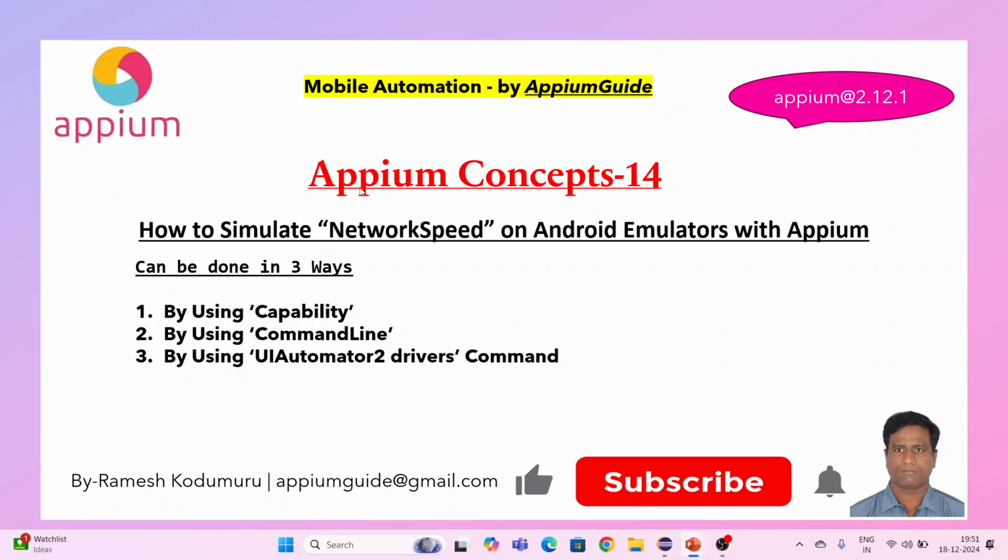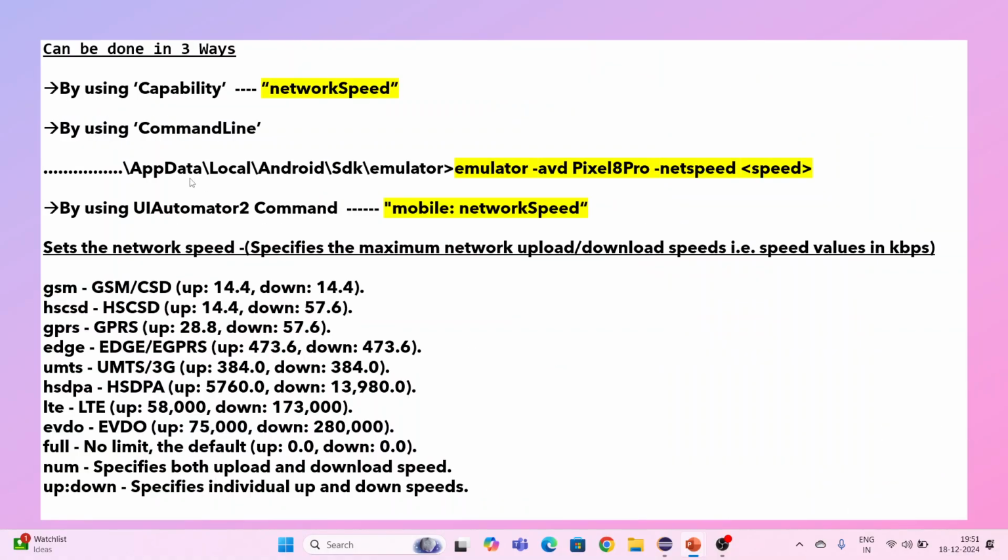As a part of our APM concept series, in this video we'll see how to simulate network speed on Android emulator with APM. Okay, so it can be done in three ways: by using capabilities, by using command line, and by using UiAutomator2 driver's command. First, we'll see by using capability.